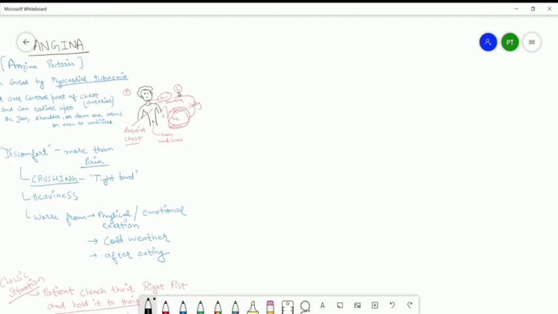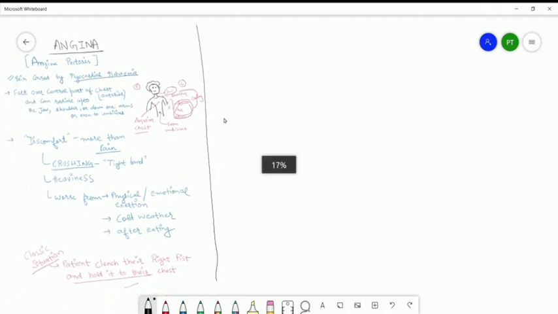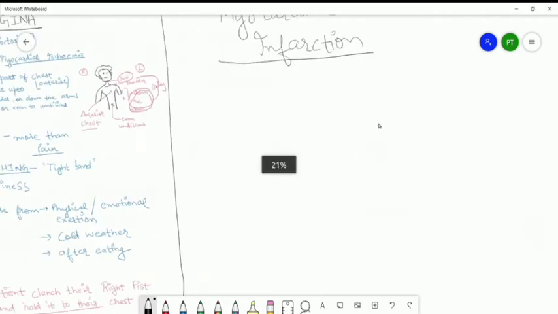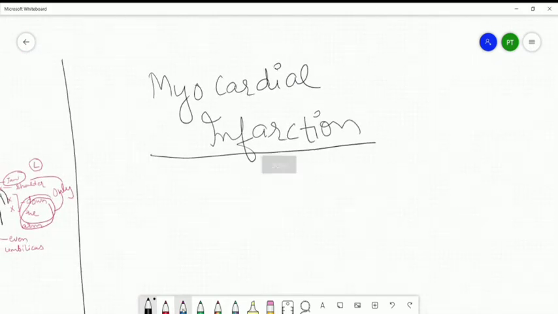Now our next differential diagnosis for chest pain includes myocardial infarction. Okay, so what is the difference between ischemia and infarction? In ischemia we have decreased circulation of blood to the heart, but in infarction there is absent circulation to the heart. So this is a heart attack.